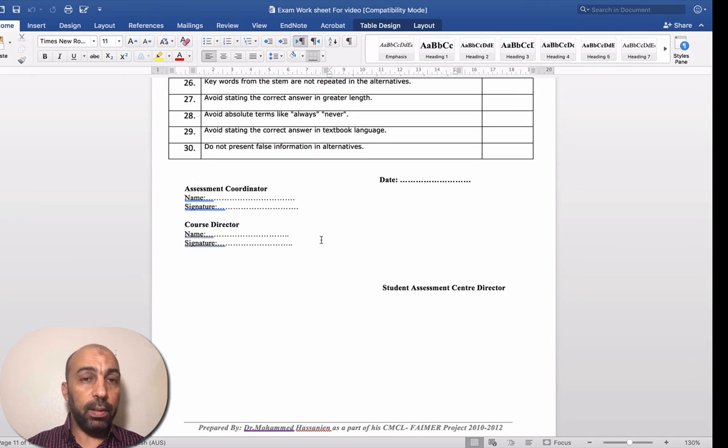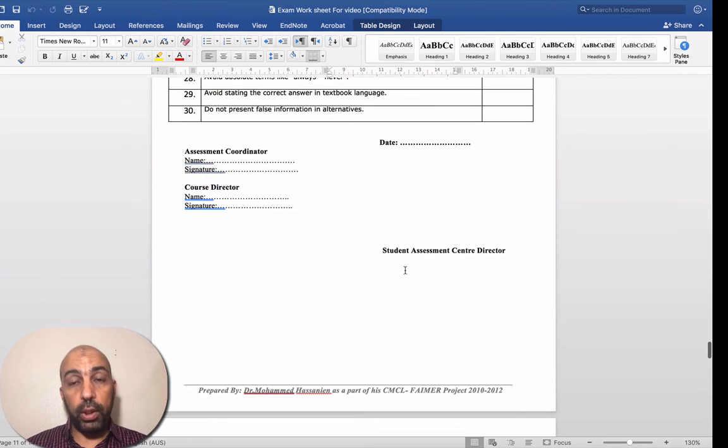Here we have an important issue that I included in the exam worksheet. We need to make this exam worksheet a formal document. So at this moment of the exam worksheet, you need to sign it from the assessment coordinator in the department and the course director, and also from the body which is responsible for overseeing the assessment process in your college. This may be an assessment center, for example, or assessment unit, or medical education department, or the quality and accreditation unit. But we need to formalize it this way.